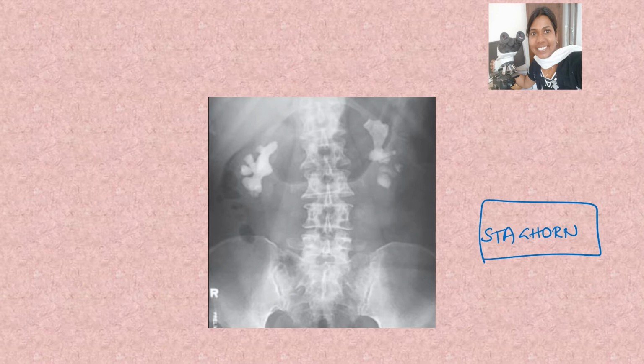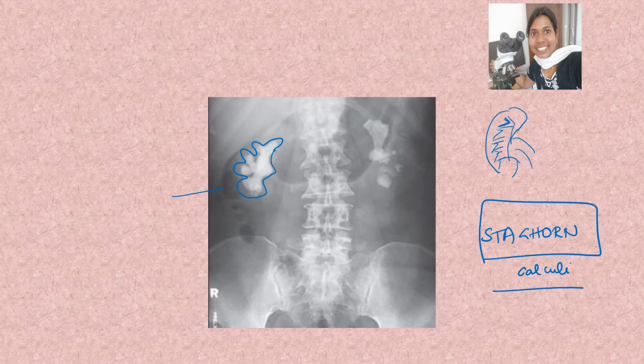This is an X-ray which is showing a calculi in the kidney which is also appearing in a Staghorn pattern. What is this? So this is called Staghorn calculi. So what you need to know about Staghorn calculi? So what happens in the kidney? You have your cortex, your medulla, then you have the renal calyces, right? So these calculi take the shape of the kidney, so they appear like a Staghorn.